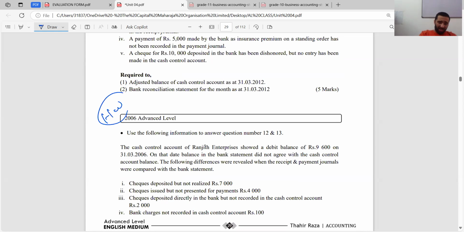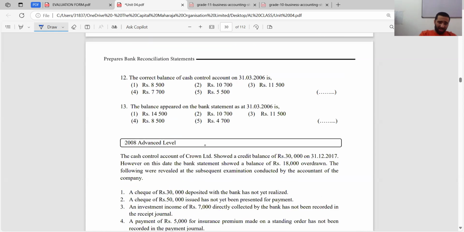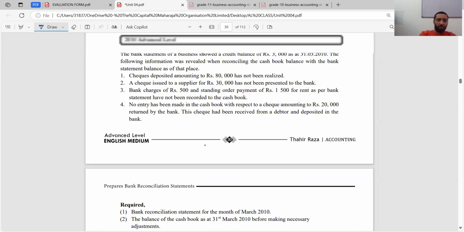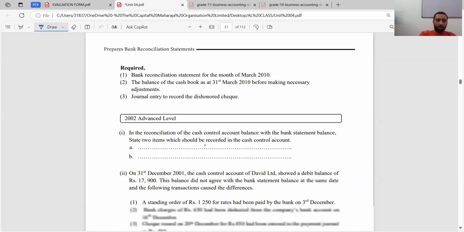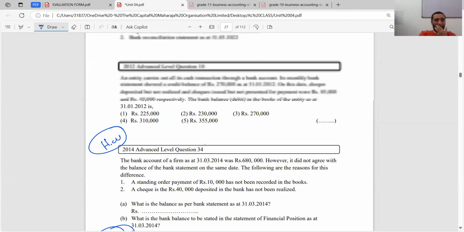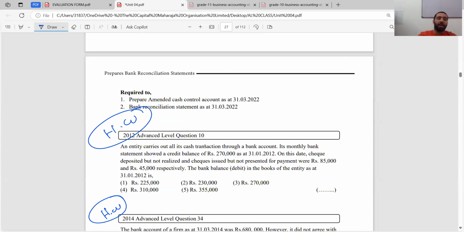See, I have taken these questions from the 2006 advanced level. Okay. So all of these questions are homework. Right. So please make sure you are doing these questions and coming for the next session. Probably next Sunday. Definitely, we will be conducting the class next Sunday. Okay. So please make sure you are doing this. Right? All the best. Let's meet up next week.